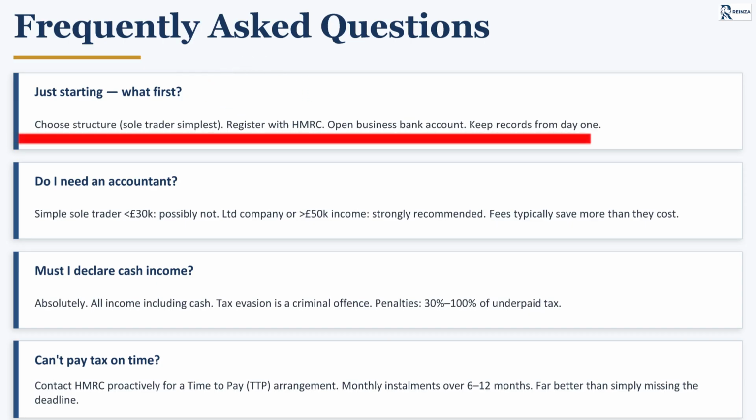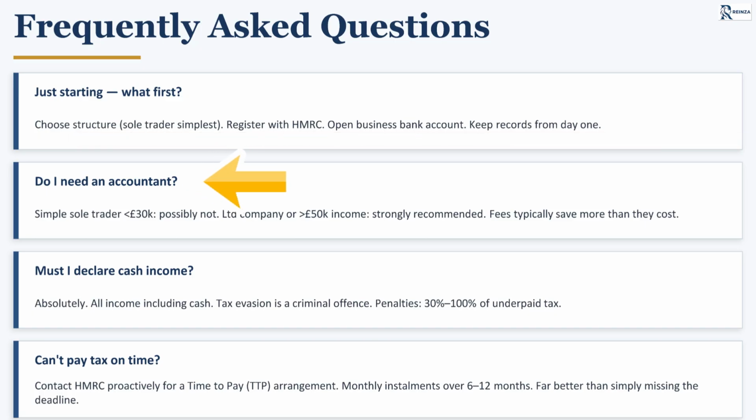Start by choosing your business structure. For most people starting out, sole trader is the simplest option. Register with HMRC for self-assessment. Open a separate business bank account and start keeping records from day one.